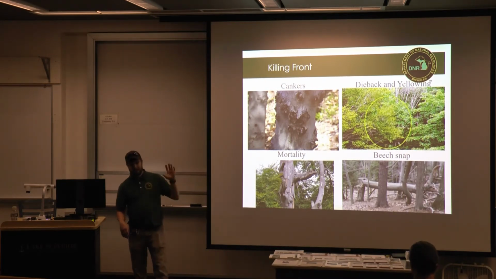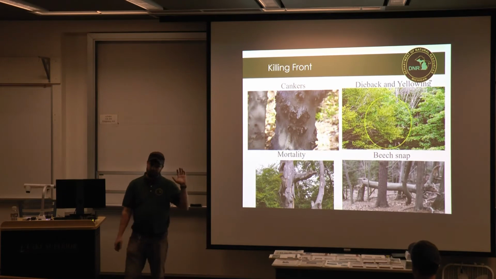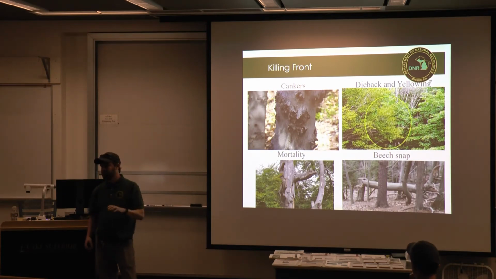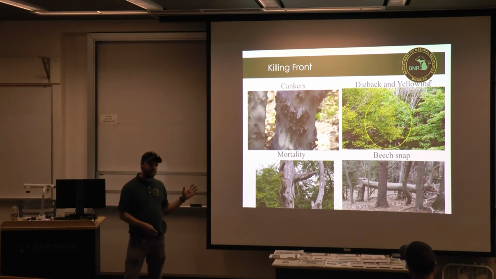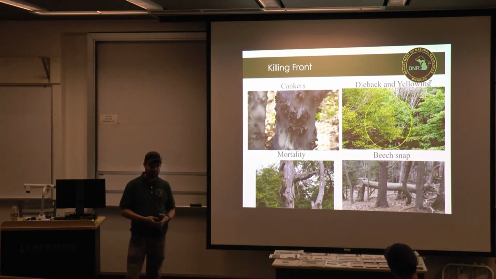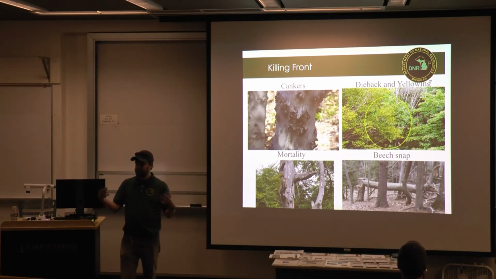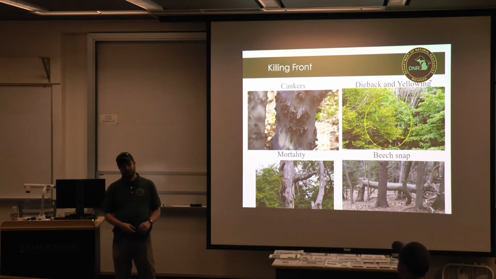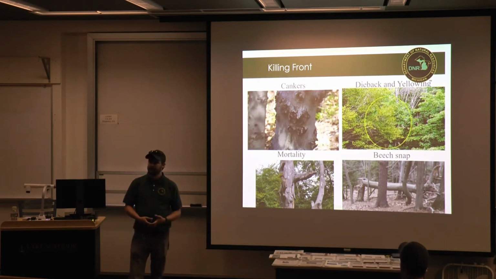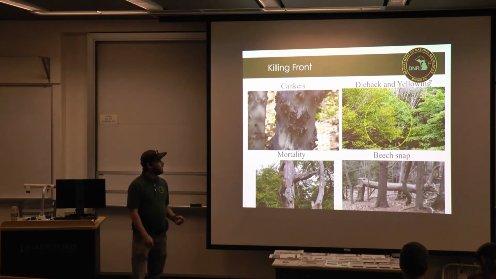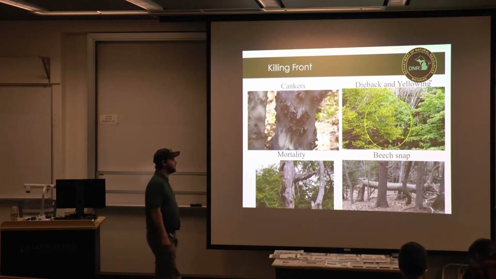Moving on past the first phase, so that pretty much covered the advancing front. So there's 3 different phases. The advancing front pretty much says, hey, beech scale is in this area. Then we move into the killing front. The killing front, big change is Neonectaria is now in that stand and causing mortality or dieback throughout your stand. You might see the cankers.